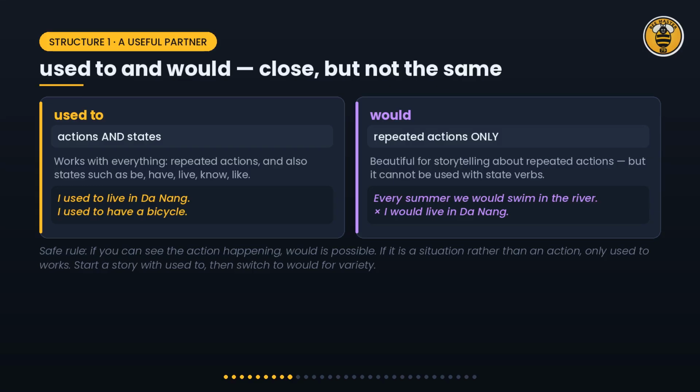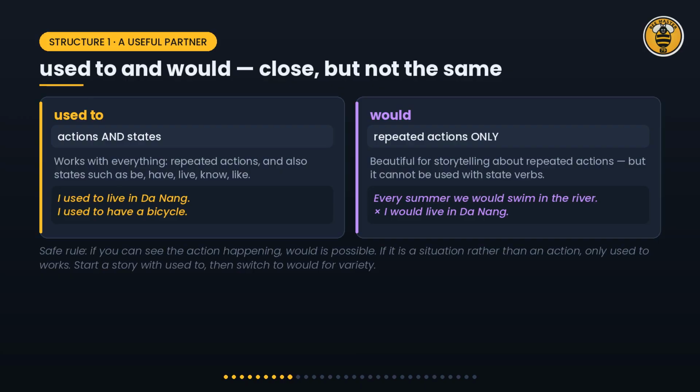Now, a close relative you should know about: would. Both can describe the past, but they are not interchangeable. Used to works with everything: repeated actions, and also states such as be, have, live, know, and like. Would, on the other hand, works only with repeated actions. It is beautiful for storytelling.